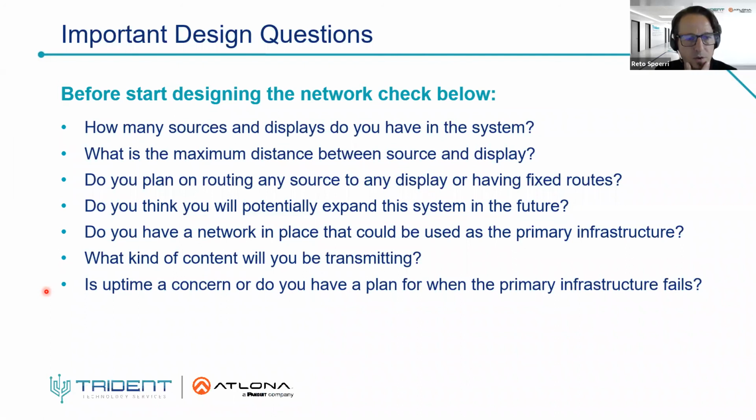Is uptime a concern, or do you have a plan for when the primary infrastructure fails? So in AV, typically customers, they don't think about redundancy, but in IT, of course, everybody does. So we are somewhere in between, or those two are coming together now with the AVoIP. So it's important to ask this question, and if the customer doesn't care, well, of course, you can make it cheaper, but still maybe keep a plan B if he wants to have redundancy later on.